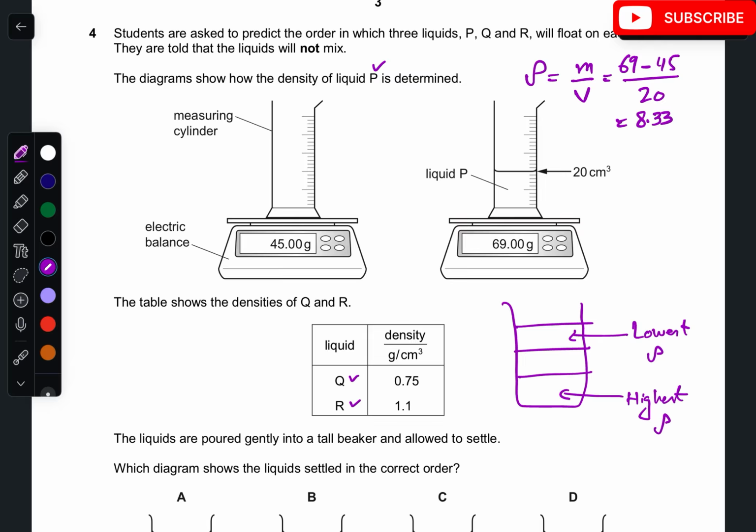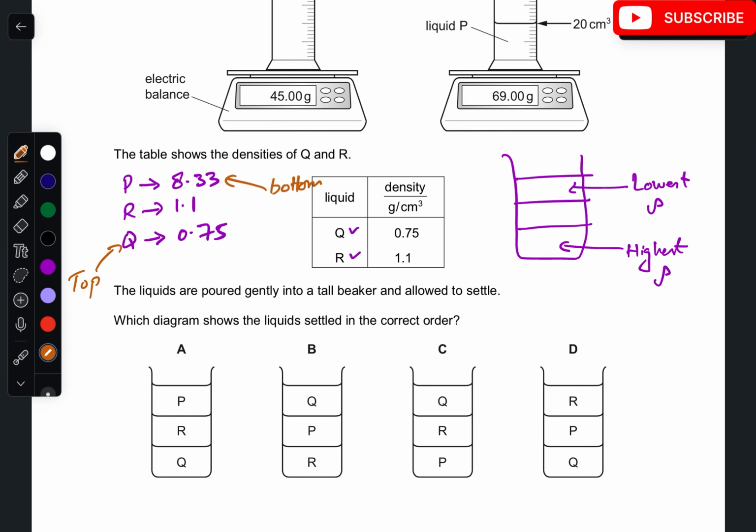So if you see, density of P is 8.33, then you have density of R, that is 1.1, and then there is a density of Q, that is 0.75. So this should be at top and this should be at bottom. Okay, so let's look at the option where P is at bottom and Q is at top. It's option C that is correct.